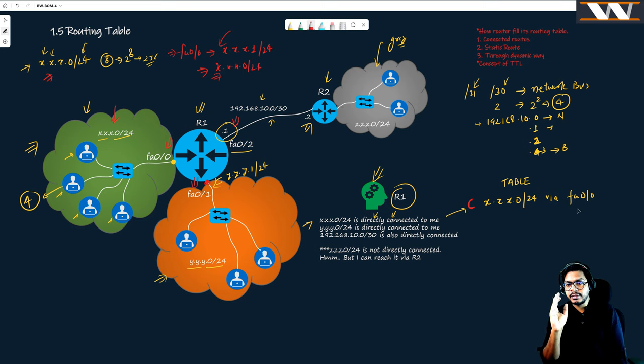You should understand what is going on inside the router's mind, and it is going to be very, very simple, right? What this C is saying is connected, meaning directly connected. This subnet x.x.x.0/24 is directly connected or can be reached via FA0/0. It is as simple as that. C means connected, right? It is going to again write the same thing for the y.y.y network, right? Let's write it down. y.y.y.0/24 reachable via FA0/1. This is again the connected route, right?